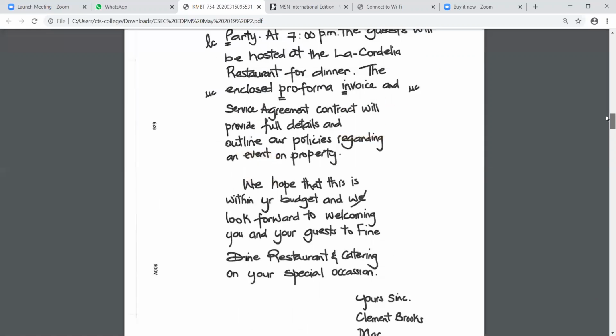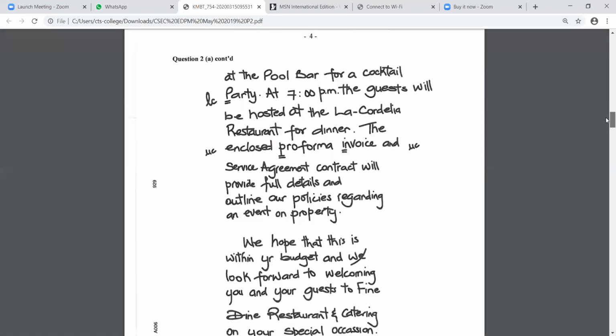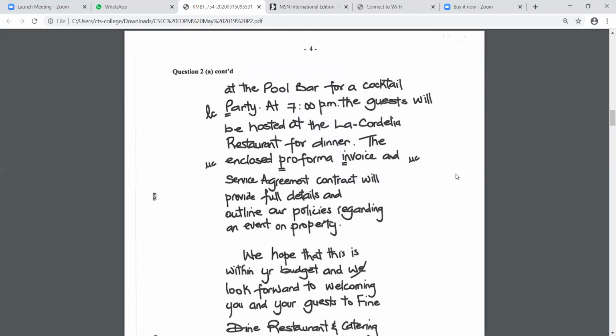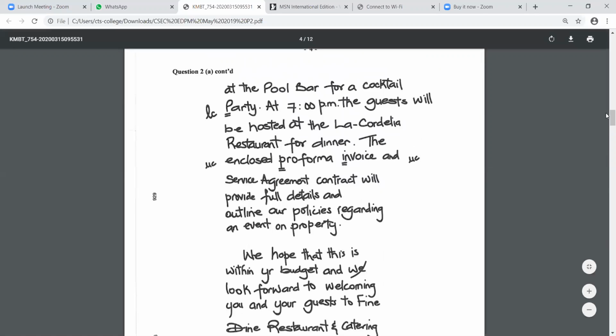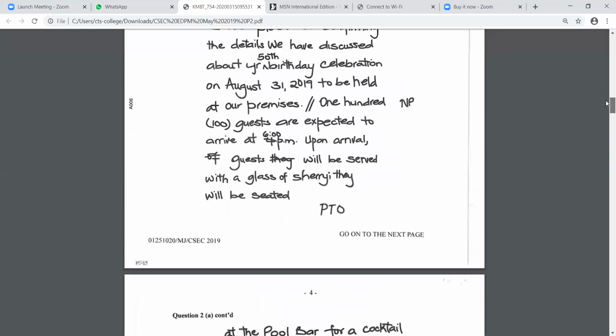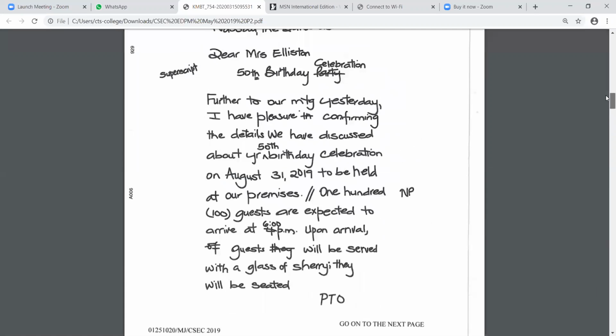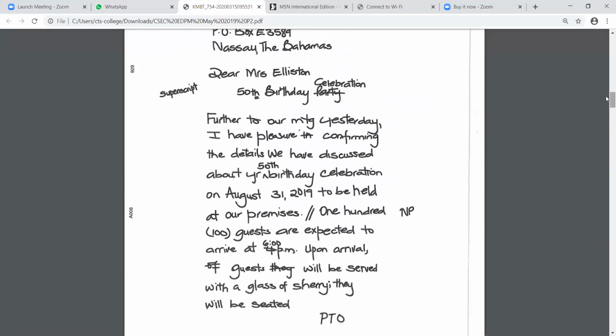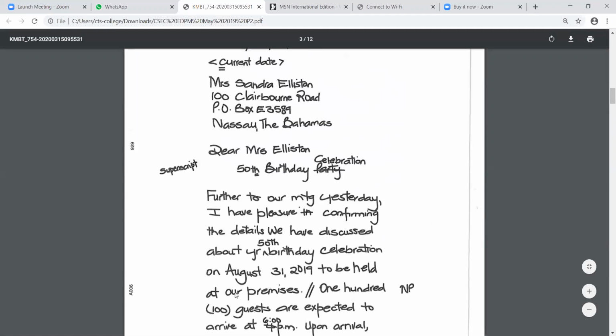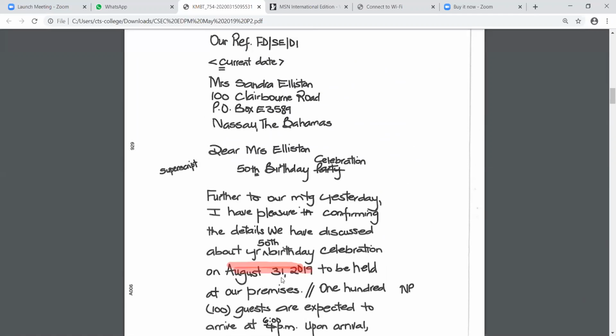Question 2A. Do I see a date anywhere? What date is this birthday celebration happening? August 31st, 2019. Very good. It's on the first page. Very good, it's right there. It's August 31st, 2019.